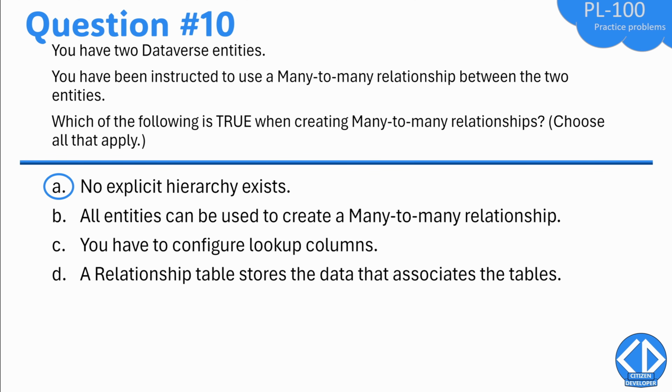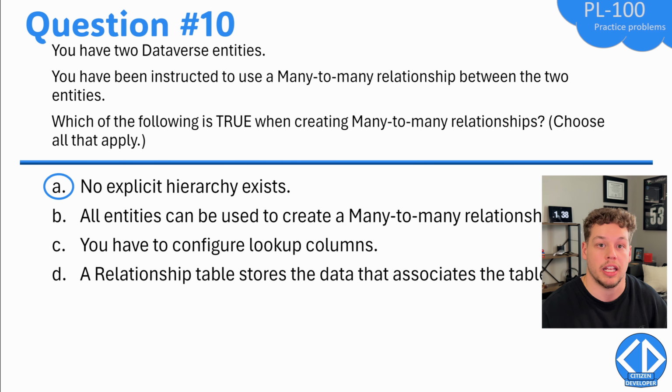All entities can be used to create many-to-many relationships. That is actually not true. There's certain tables in Microsoft that can only be used in one-to-many relationships. I believe things like activities, for example. C, you have to configure lookup columns. Lookup columns are going to be for one-to-many relationships.